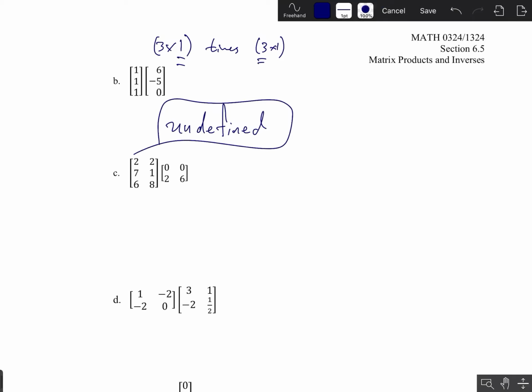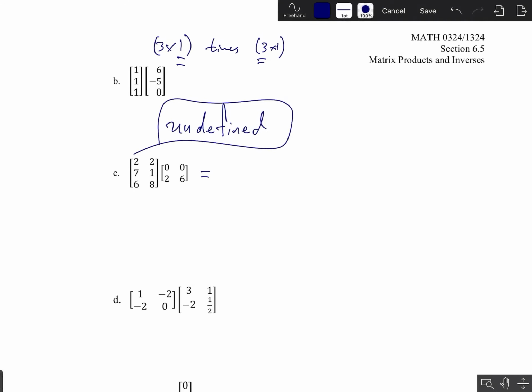Okay, moving on. I think this would be a good exercise for you to try on your own. So if you'd like to pause the video, you can compute this product. This product will be defined, the product in C. So I think what I would first do is decide what the size of this product should be, and then next compute each of the entries in it. And remember, the location of each entry will tell you which row and which column you want to be multiplying.